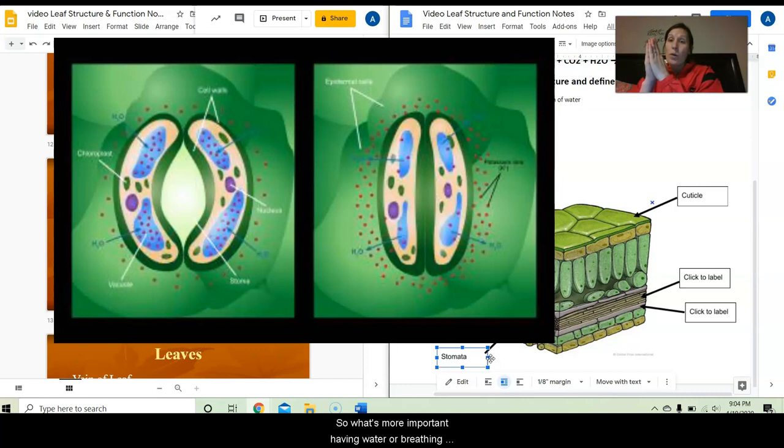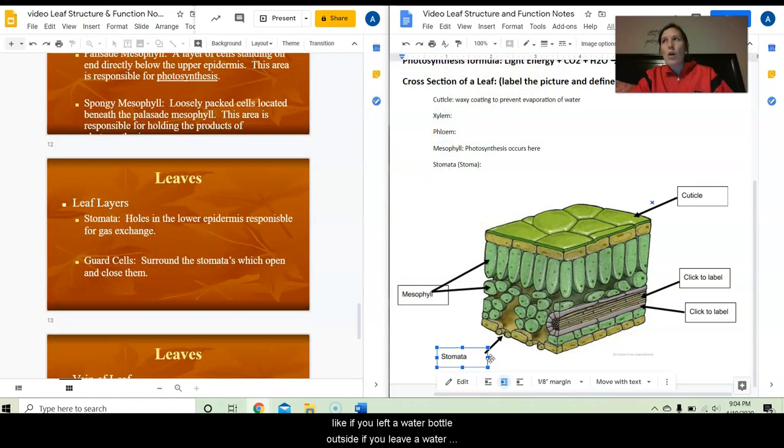Okay, so what's more important, having water or breathing? Well, for the plant, it's having water. Okay, so he's okay with closing as long as we're not losing water. It's kind of like if you left a water bottle outside. If you leave a water bottle outside and the lid is on the water bottle, will any water evaporate? What about if you leave a water bottle outside with no lid on it? Which one's going to evaporate faster? Well, the open one, the water should leave first. So the same idea here. If we close our stomata and there's no openings, then less water can escape.